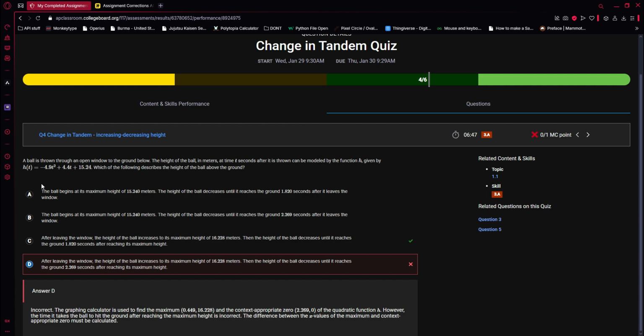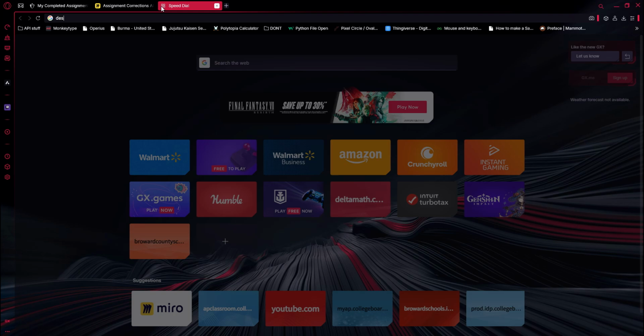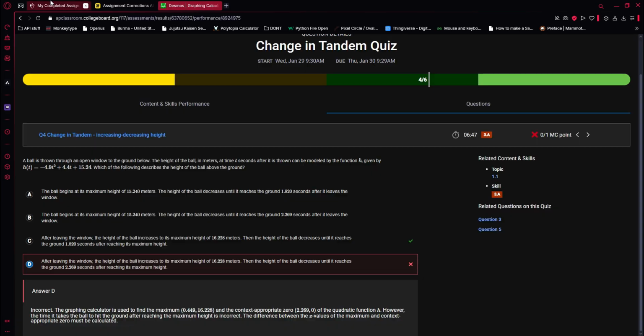Cool. Now let's look at our answer choices. And we have to read them thoroughly, because it's really easy to get tripped up. After leaving the window, the height of the ball increases to its maximum height of whatever meters, and then the height of the ball decreases until it reaches the ground whatever seconds after reaching its maximum height. That is why I got this question wrong, because I didn't see that, I assumed, which was wrong. So I'm going to pull up Desmos and throw the function in, because I don't have a graphing calculator, and I'm not about to buy one.